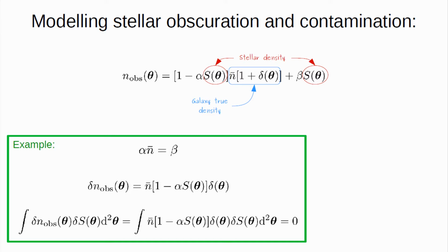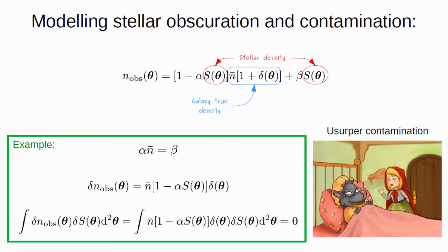So if you don't correct for anything, you would have a fake bias modulating your density. And the point is, how people usually estimate the contamination or obscuration is by cross-correlating the observed number of sources with the stellar density template. If you calculate this, you see that it goes up and down around zero, so this integral goes to zero, and you say, oh, there is no contamination, there is no obscuration in my sample. But that's not true, because these two effects happen at the same time, and you are actually replacing objects. I call this usurper contamination: you replace the true tracer of the large-scale structure by a fake one, so you have to be careful.